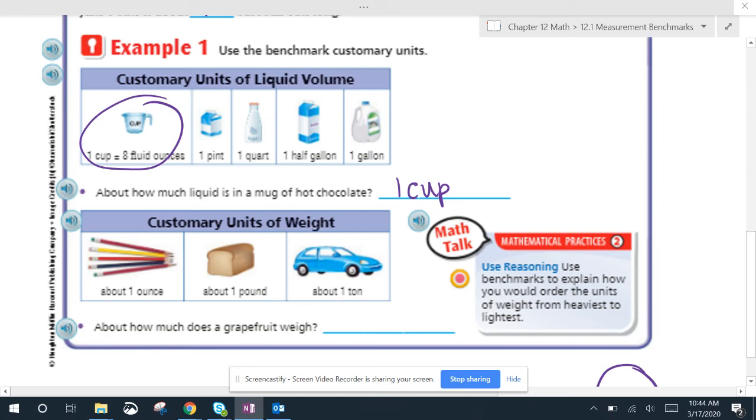So it's going to weigh about, now if I think about a pencil, a grapefruit's going to weigh more than a pencil. So it's going to weigh a couple of pencils. So I'm going to think to myself, how many pencils will a grapefruit weigh? Probably about 10 pencils, which is about 10 ounces.